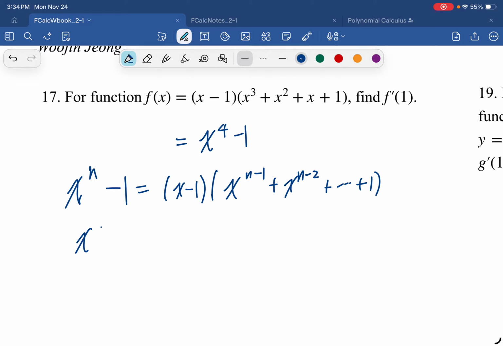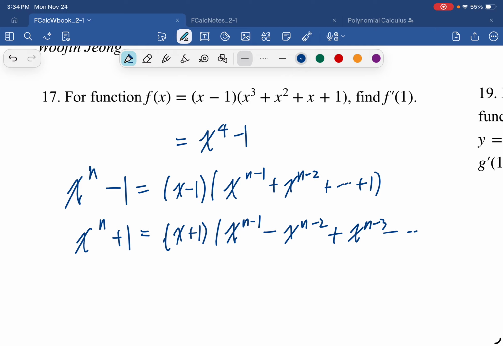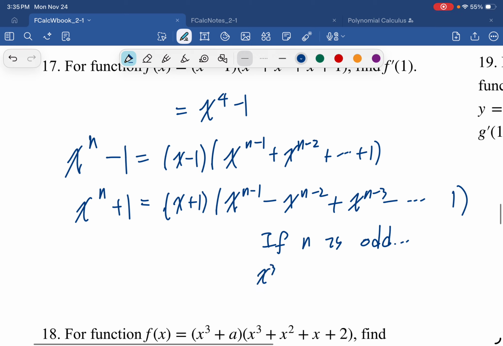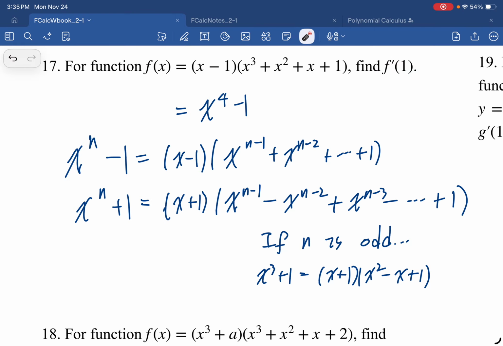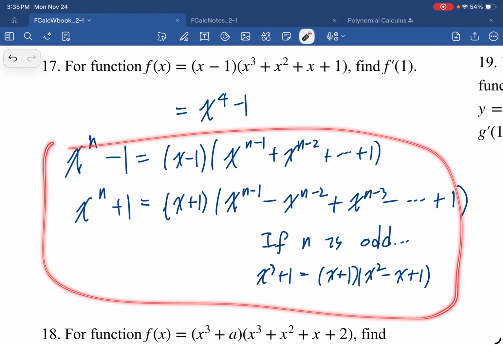And x to the n plus 1, sorry, can be factored into x plus 1. And then we have x to the n minus 1, but we switch signs. Plus x to the n minus 3, minus, all the way to 1, if n is odd only. Right, so x cubed plus 1 can factor into x plus 1, x squared minus x plus 1, right? I think we're all familiar with that. The final sign then will be plus because n is odd, but this only works for odd exponents. So these are some factoring rules that you might want to keep in mind.